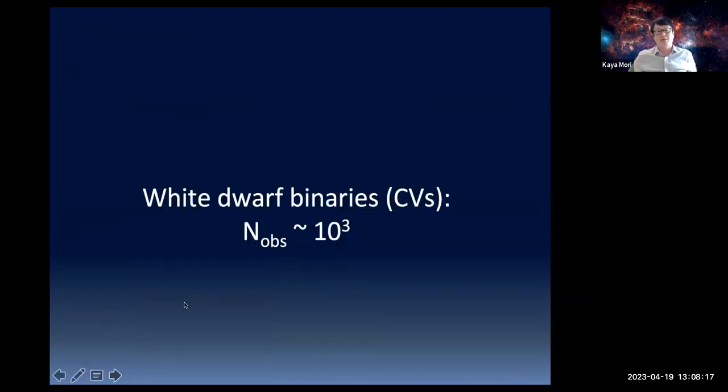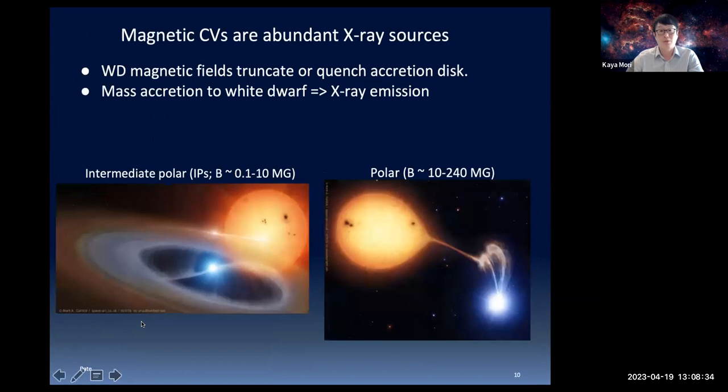Okay, let me talk about white dwarf binaries or CVs first. So I would say there have been about 1,000 CVs detected and almost identified through long-term X-ray studies. So CVs have different kinds. If the magnetic field is not so strong, they are called non-magnetic CVs. But I'm talking about the magnetic CVs because they are abundant X-ray sources. So there are two types. One is intermediate polars. We call it IPs.